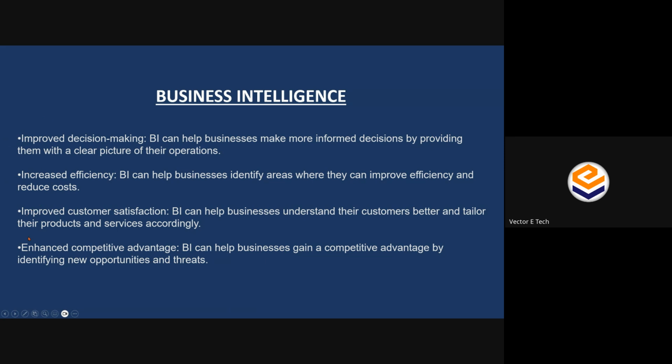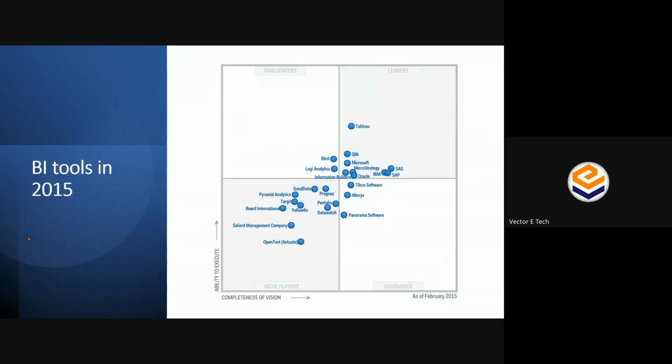BI tools help us. There is an organization called Gartner. In 2015, they did some research and classified all the BI tools into four quadrants: challengers, leaders, niche players, and visionaries. The tools are classified based on ability to execute and completeness of vision. If you notice the leaders, Tableau was the leader in 2015. Qlik, Microsoft Power BI, MicroStrategy, SAS, IBM, Oracle, all those tools are far behind.